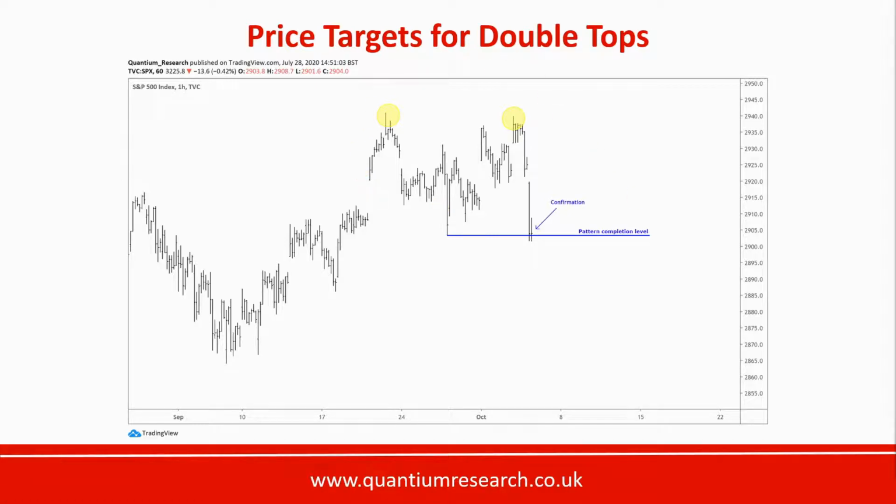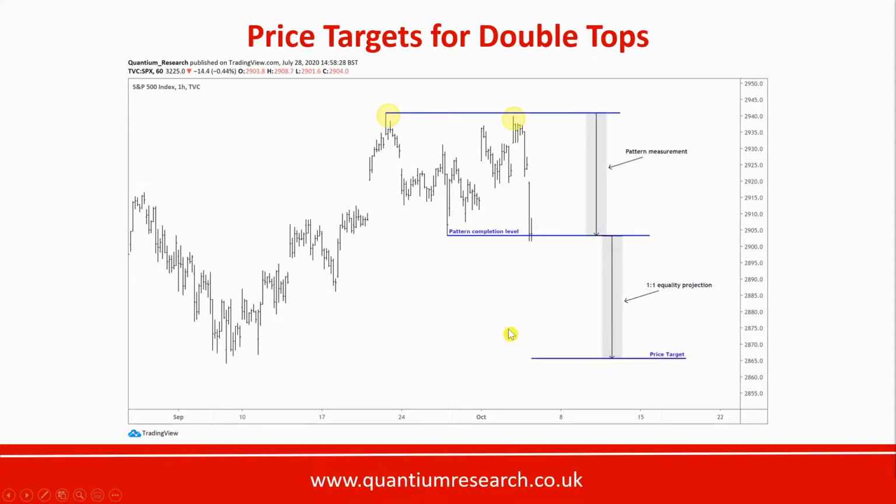So to find the minimum target, you would start by measuring the vertical distance between the highs of the peaks and the pattern completion level. And then you would project that same distance down from the pattern completion level to obtain the minimum one-to-one or equality projection target. So we'll show an example here. There we go.